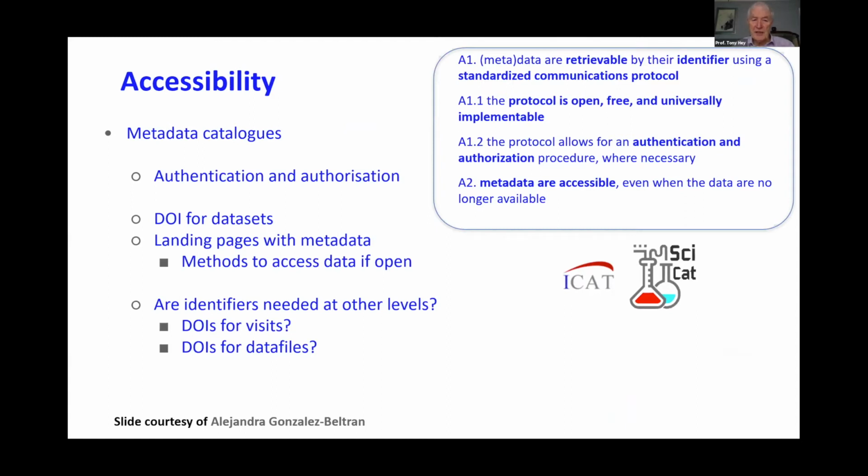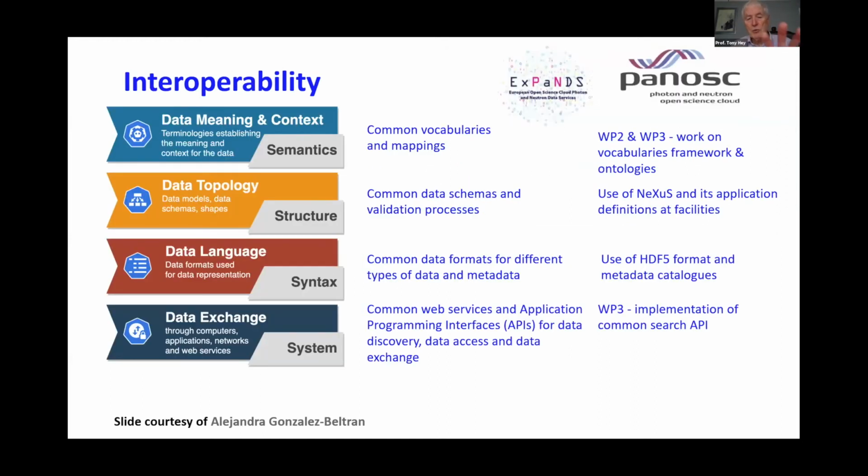Accessibility, you need to have authentication, authorization, a DOI for data sets and so on. And that's, again, an important area where you can spend a lot of time. What I'm going to do more is focus on this one, which is rather, in my view, less defined, because as you can see on this list on the left, data meaning and context requires semantics, and you need vocabularies or ontologies, and how do you use these to make the data machine interpretable? And that's what people are caring about here, and I'll say more about that later.